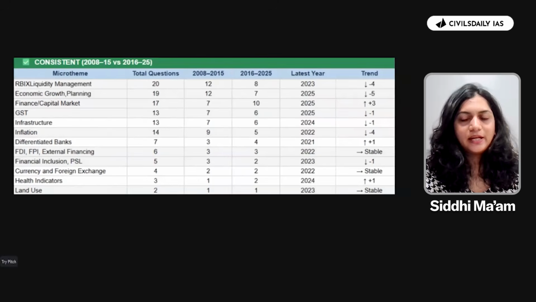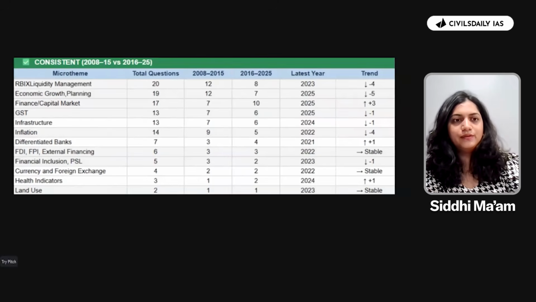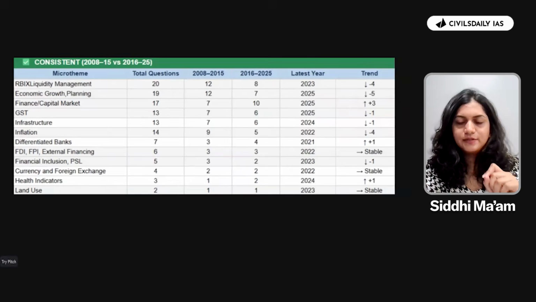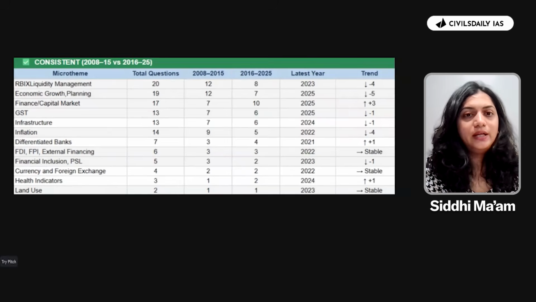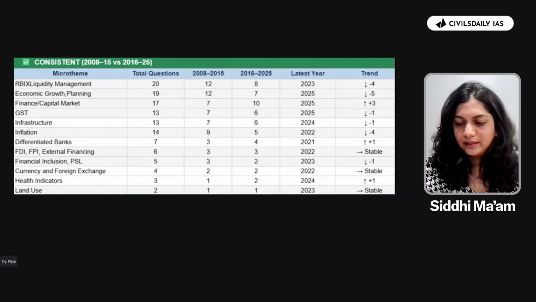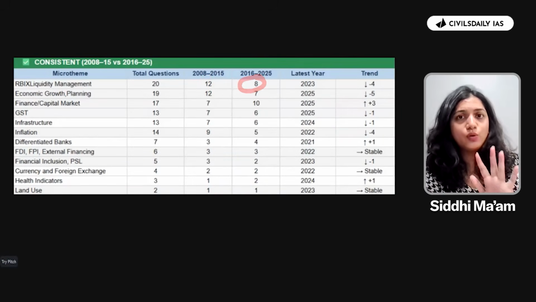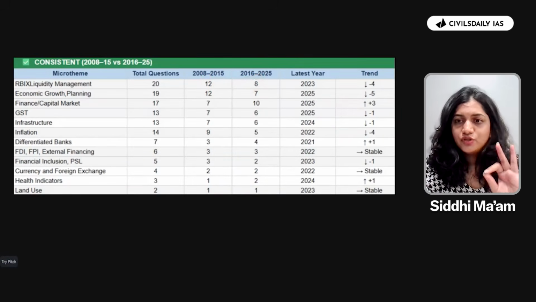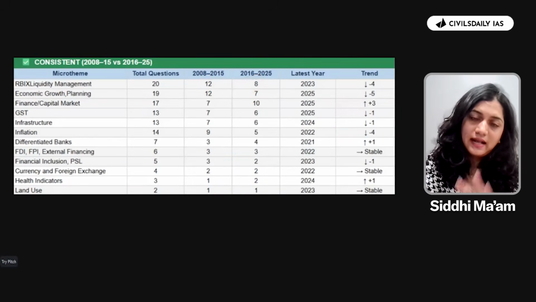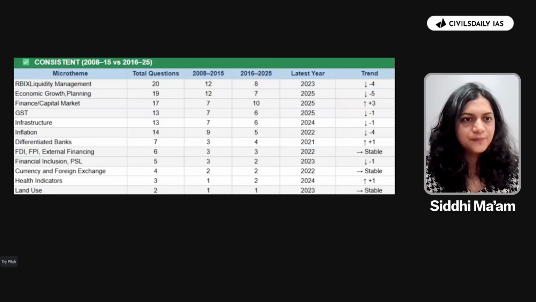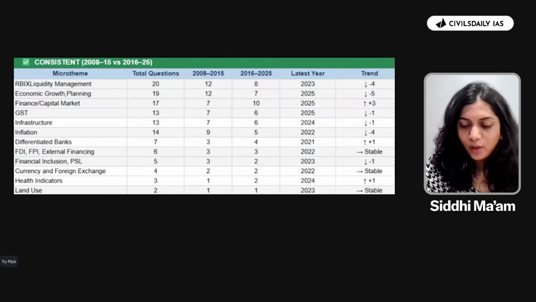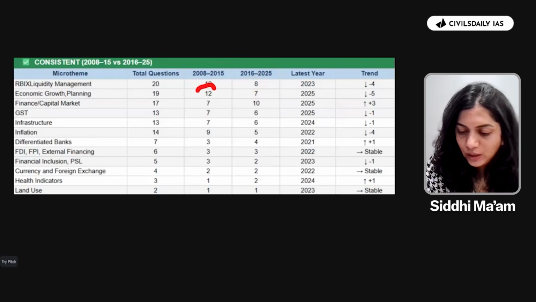RBI and liquidity management. So first priority you'll give to RBI and its functions. Then you'll give to its liquidity management. How does it manage its liquidity? So here again, from 2008 to 15, 12 questions. The questions have been reduced in the last year, but not drastically. 8 questions have been asked. Okay, which is not very less. So it's important again. Economic growth and planning, again here, 12 questions, now 7 questions have been asked.